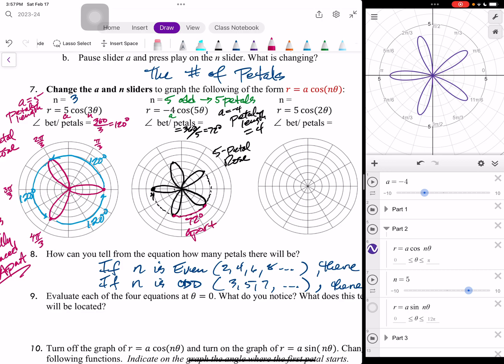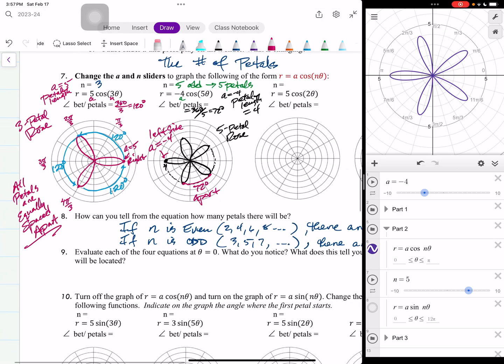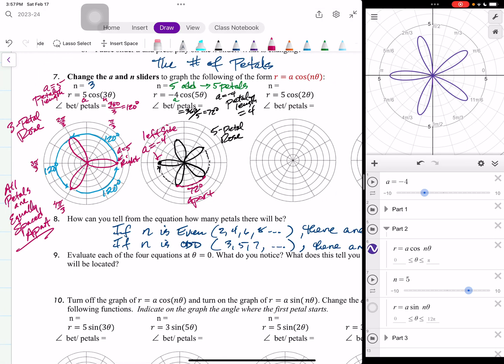And this one here, we started here because A was -4. So you start on the left side of the x-axis instead of the right side. So when A is positive, like here A is 5, on the first one, you start on the right side. And when A is negative, you start on the left side. I'm talking about the x-axis here, or the polar axis. And you're going to see that happening in all these functions.